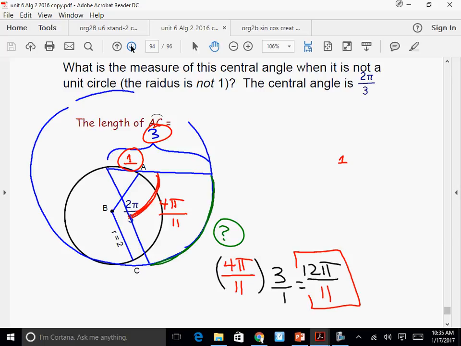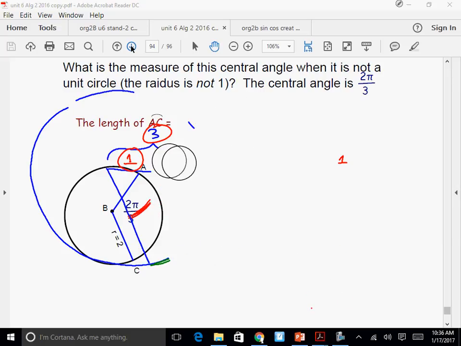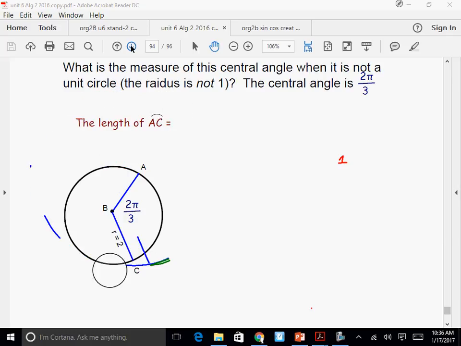All right, let me read the question because they're asking a little differently than I asked it. I want you to understand that it's asking the same thing. So let me say it. It says, what is the measure of the central angle? For those who are talking, please stop. It says, what is the measure of this central angle when it is not a unit circle? Underline that part. The radius is not 1. Double underline that. It says the central angle is 2 pi over 3.